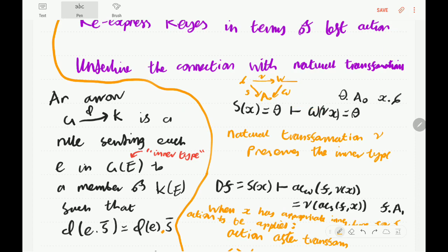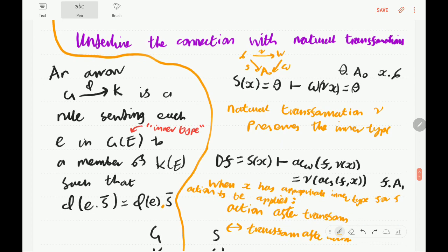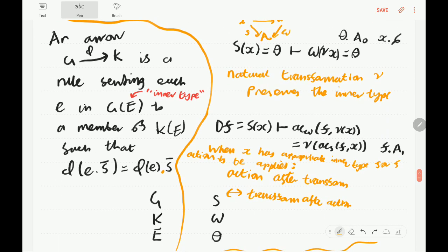We want the type of that, so that's now in this new functor. So w of that is also going to equal theta. Okay, so this is saying that the natural transformation preserves the internal type. And the only other thing we need is that the square commutes. Okay, so basically this is like a kind of naturality condition on arrows.